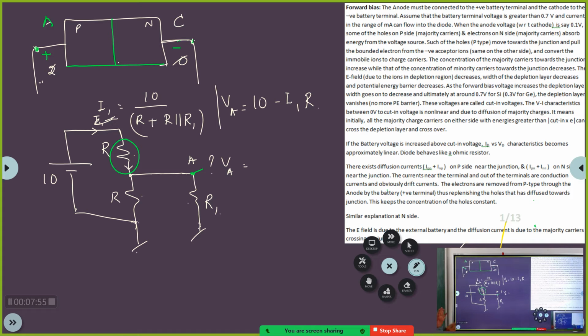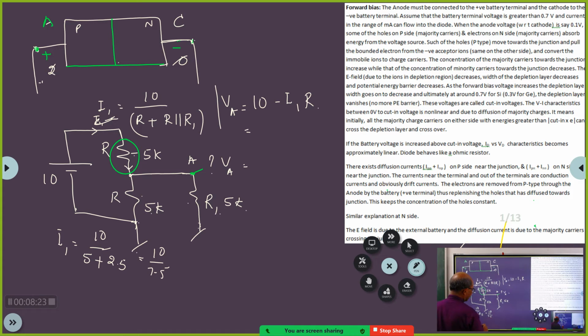Now, see, just imagine. Supposing I give this as say 5K, and this is 5K, and this is also 5K. Right? I give all these three as 5K. Then, what will be the voltage VA? So, you will calculate I1 here: 10 divided by 5 plus 5 parallel 5, which is 2.5. So this will be 10 divided by 7.5. So this becomes 4 by 3 amperes. Correct? I1 is 4 by 3 amperes.